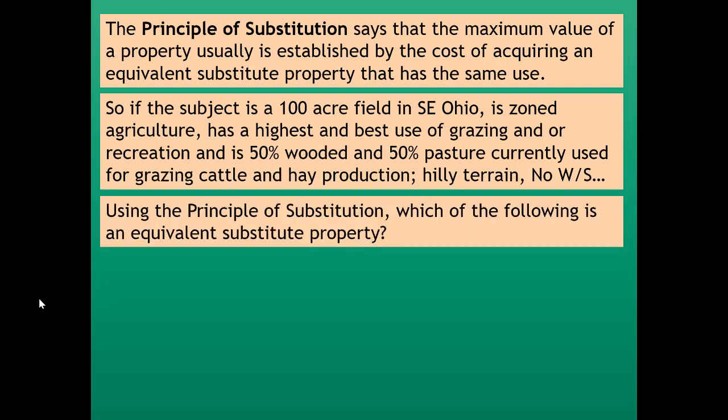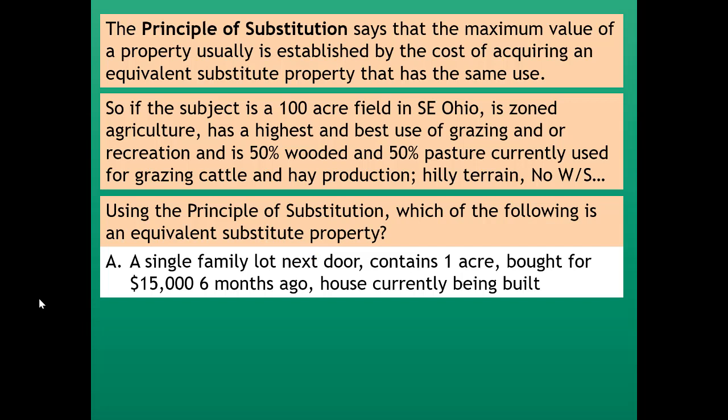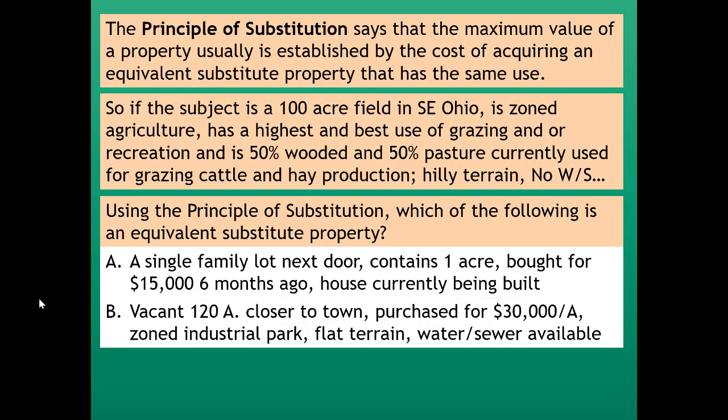If we use the principle of substitution, which of the following is an equivalent substitute property? A, a single-family lot sold next door, contains 1 acre, was bought for $15,000 6 months ago, and a house is currently being built on it. Or is it B, a vacant 120-acre parcel sold, it's closer to town, it was purchased for $30,000 an acre, it's zoned industrial park, the terrain is flat, and it has central water and sewer available to the site.